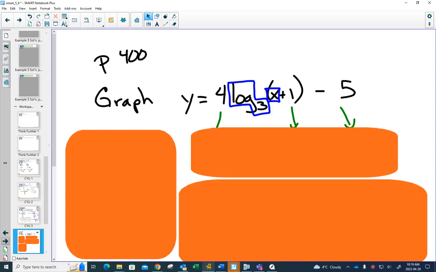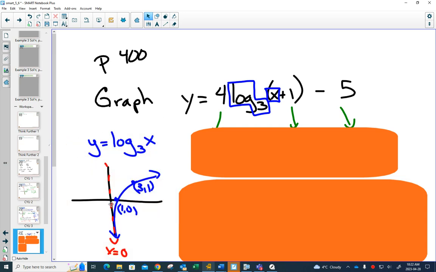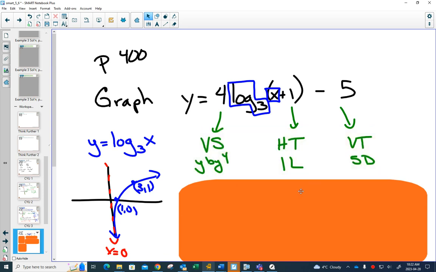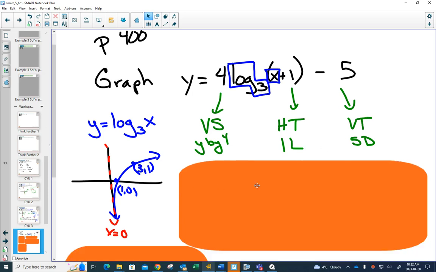So on page 400, which is a blank page, I would like you to graph y equals 4 log base 3 of x plus 1 minus 5. If you want to check how you did, here is your base graph. Log base 3 of x has 1, 0, and 3, 1. And we look at the transformations. We have a vertical stretch, y by 4, horizontal translation, 1 to the left, vertical translation, 5 down.